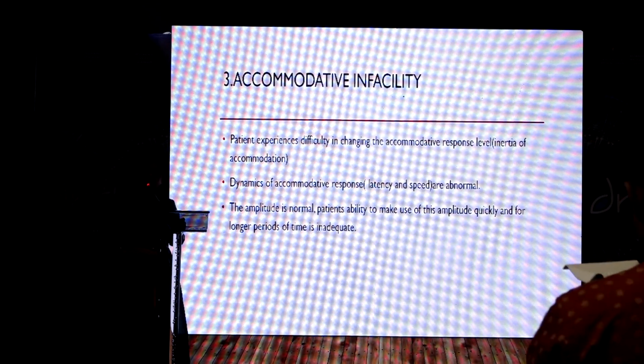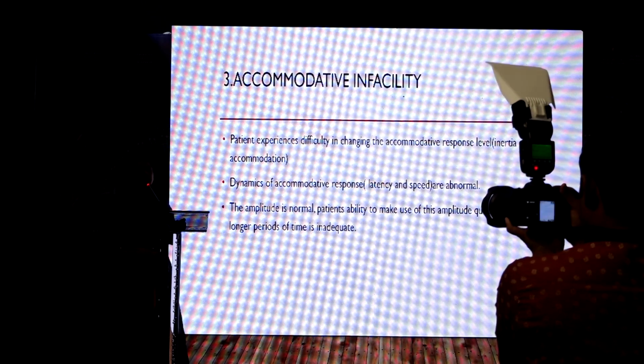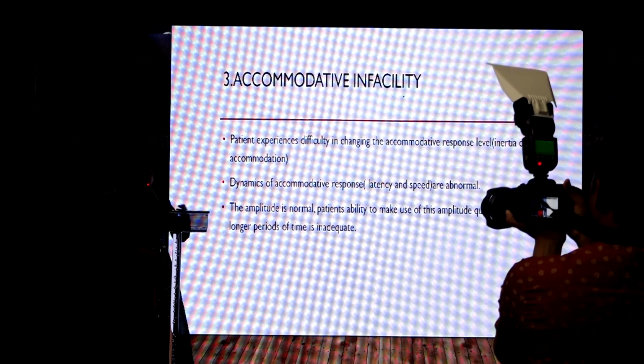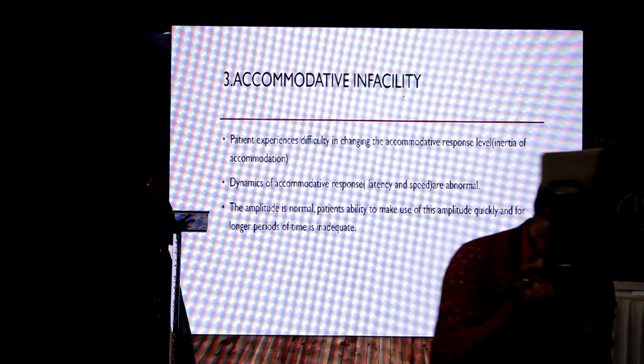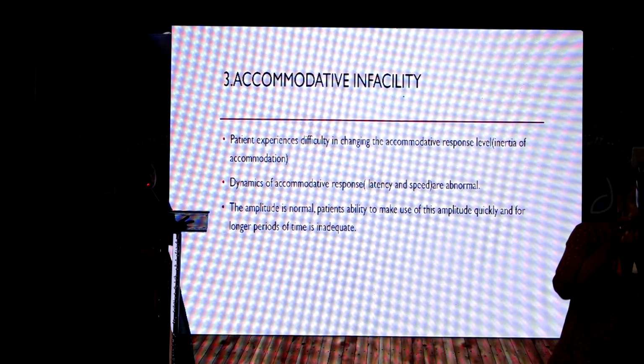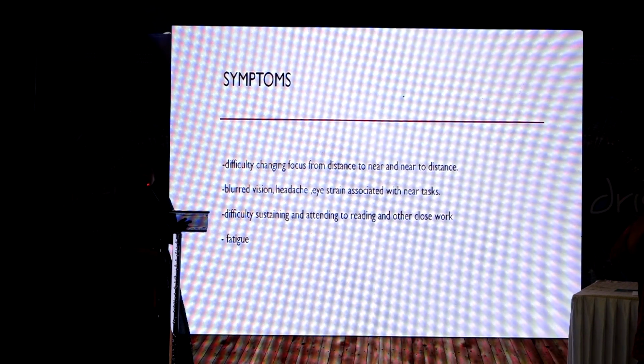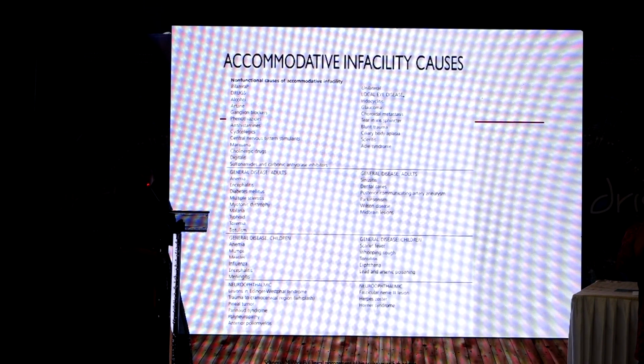The third type of accommodative problem is accommodative infacility, and in this case the patient has difficulty in shifting focus from distance to near. The amplitude will be normal in this particular condition, but the problem is with the dynamics of accommodation, that is, the latency and speed of accommodation would be abnormal. The symptoms, in addition to the usual eye strain problems, the patient will have difficulty changing the focus from distance to near and from near to distance.